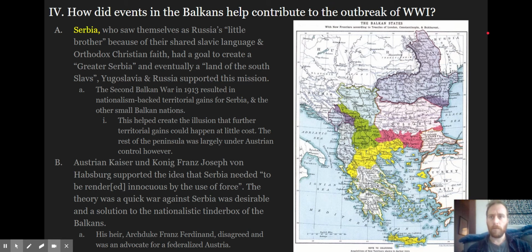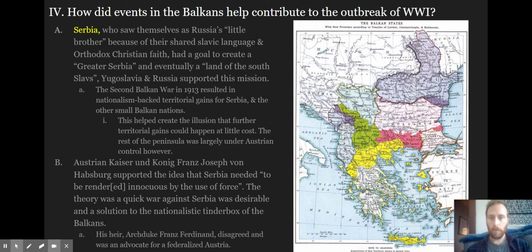Back to the Balkans. So how did an event in the Balkans help contribute to the outbreak of World War I? Serbia, at this point, under this new pro-Russian monarch, sees themselves as Russia's little brother because they have a Slavic language they share, they have a Christian faith they share, the Orthodox, and a goal of creating a greater Serbia. The greater Serbia would then eventually transition into a land of the South Slavs, Yugoslavia, and Russia's here to back them.